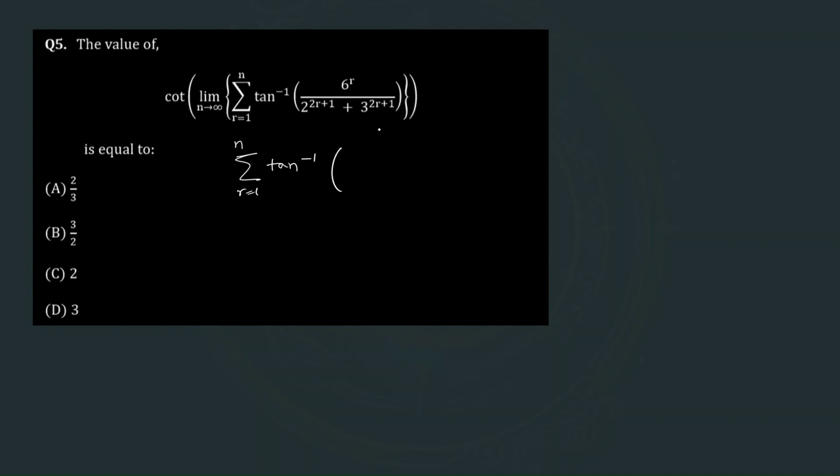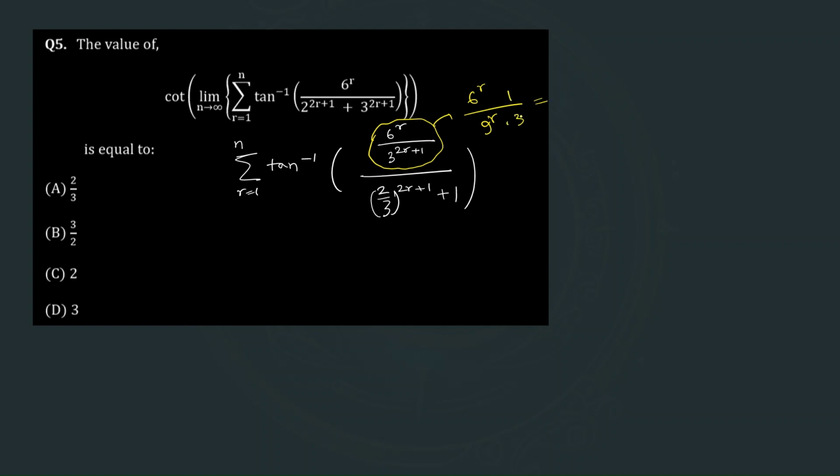So this will give us 6 to the power r divided by 3 to the power 2r plus 1, and this will become 2 by 3 whole to the power 2r plus 1 plus 1. Now in the numerator we can write this expression as 6 to the power r divided by 9 to the power r times 3. Now here is a 1 by 3 here. So we can write this 1 by 3 as 1 minus 2 by 3.